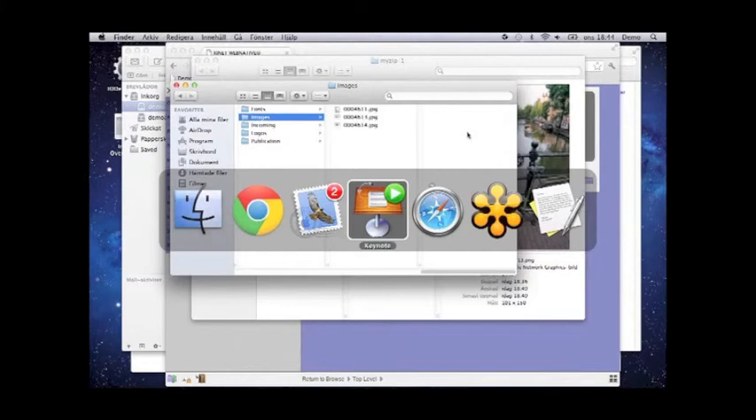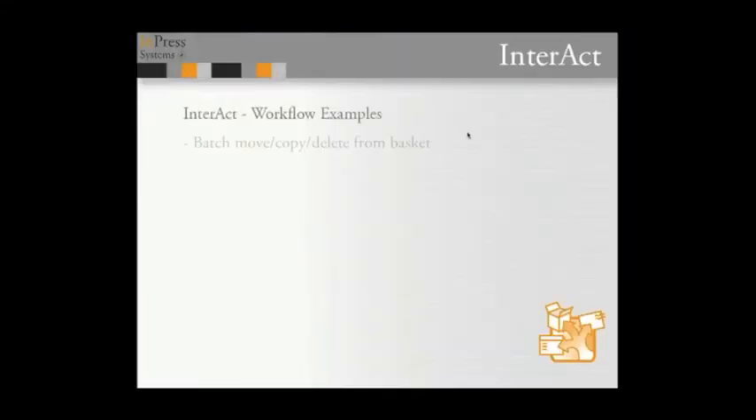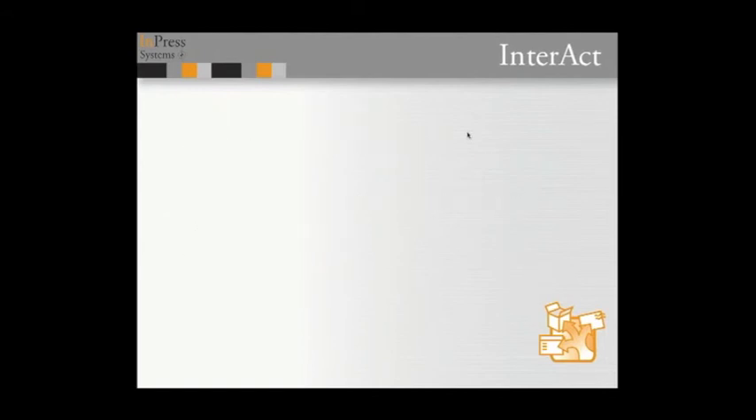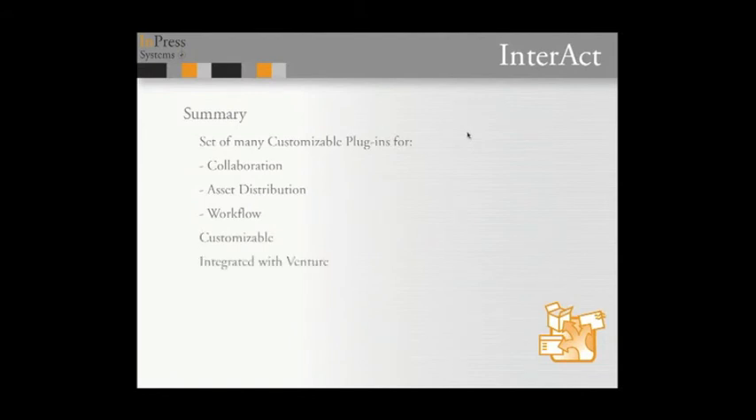So I'm going to go back to my keynote again, and just try to wrap up Interact. Summary, there's a lot of different plugins. We've seen a few of them. Basically doing collaboration, asset distribution, and workflow. It's all customizable. It's integrated with Venture. We do a lot of notification reporting, a lot more in the product.